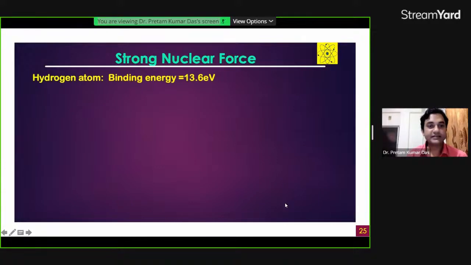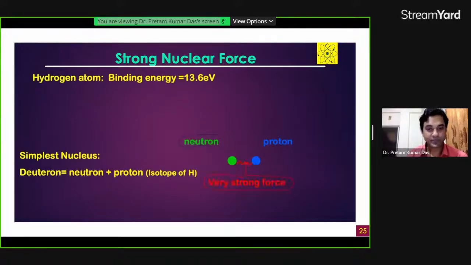So then another interesting thing is nuclear force. As we know, proton is positive charge and neutron is charge neutral. So how do they bind together and form a nucleus? They do this by using a very strong nuclear force called strong nuclear force, and by exchanging pi meson.